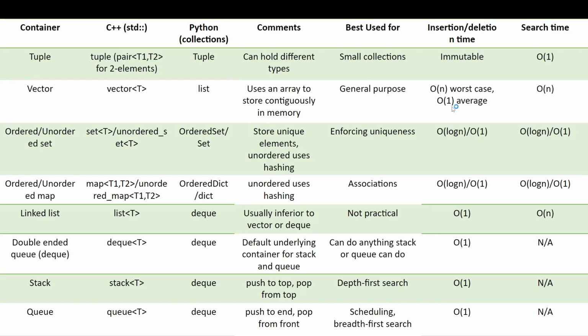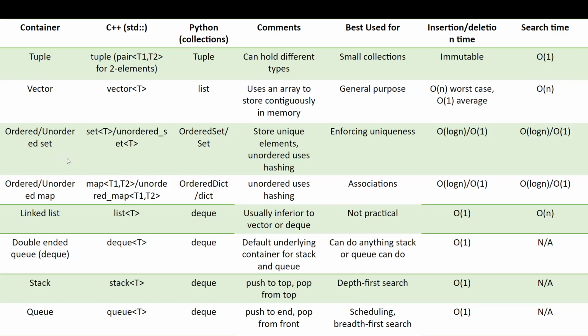If you insert into it, if it's hit the max size, it needs to copy all of the data to a new location with double the amount of space. And so in the worst case, the insertion time is order n, but if you average this out over adding all of your elements to the container, most of the time you're not going to have to move the data. And so on average, it's order 1 insertion time. And search time is linear because there's no ordering to the data.